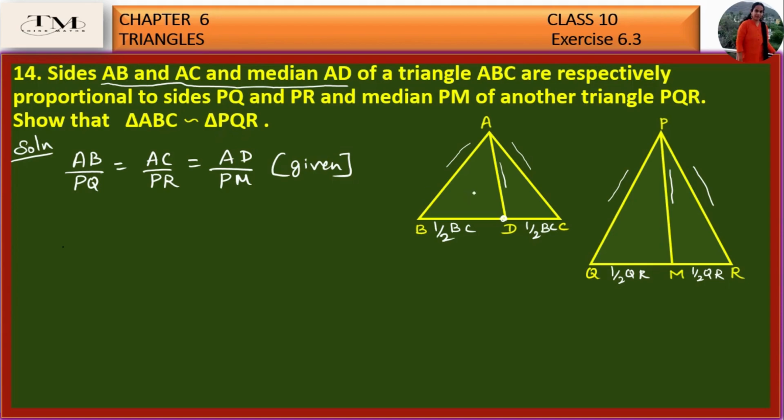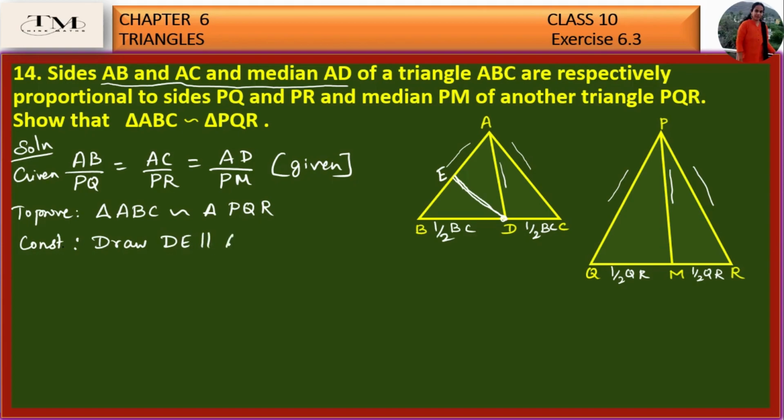So for this I am going to draw a line. So this is given. We have to prove triangle ABC similar to triangle PQR. To prove this, we are going to construct some lines. So from D, that is from the median, I am drawing a line parallel to AC. So this meets the line AB at E. So here I draw line DE parallel to AC in triangle ABC.